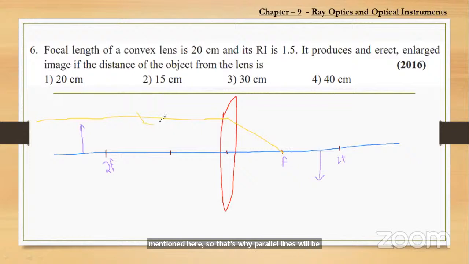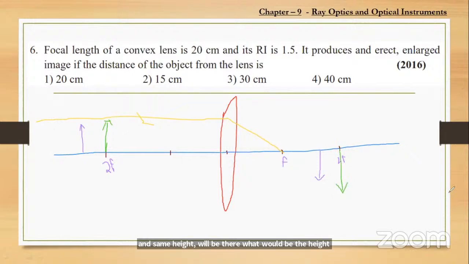Another concept: if the object is placed at exactly 2f, where will the image be formed? The image will be formed at exactly 2f, and the same height will be there. What would be the height? This one, the same height will be there.